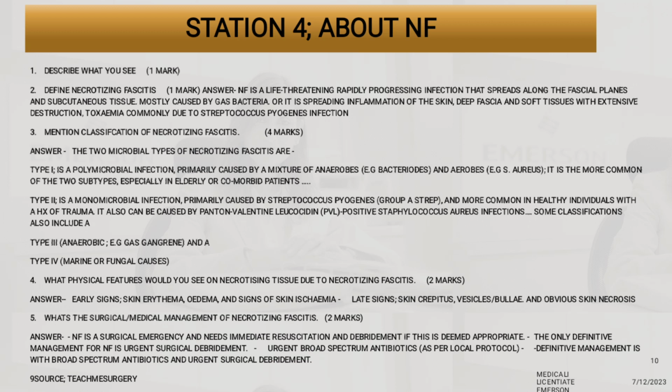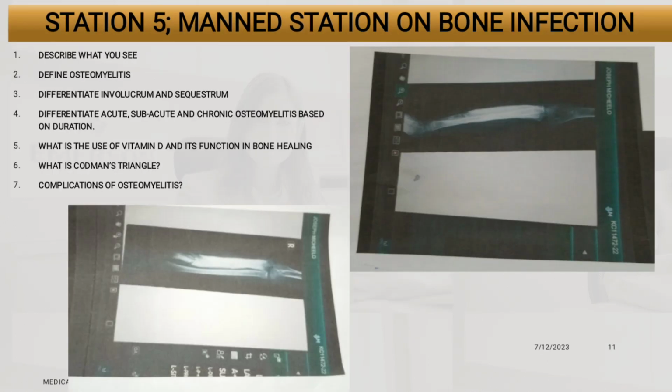Okay, then we have section 5. Describe what you see, define osteomyelitis, differentiate involucrum and sequestrum, differentiate acute, subacute, and chronic osteomyelitis based on duration. What is the use of vitamin D and its role in bone healing? What is Codman's triangle? Complications of osteomyelitis.